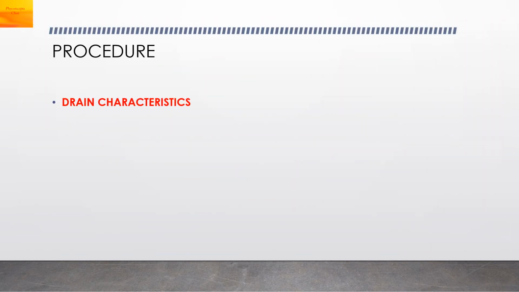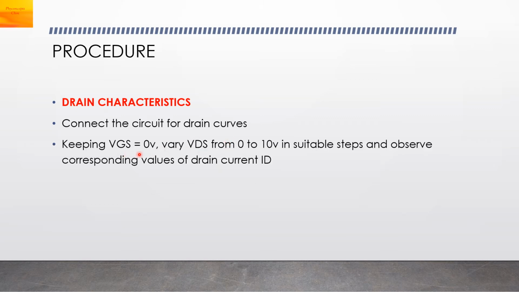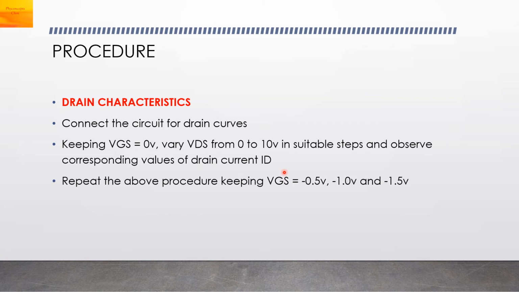Procedure. First part is the drain characteristics. Connect the circuit for drain curves. Keeping VGS equal to 0 volts, vary VDS from 0 volts to 10 volts in suitable steps and observe the corresponding values of drain current ID. Repeat the above procedure, keeping VGS equal to minus 0.5 volt, minus 1 volt and minus 1.5 volt.